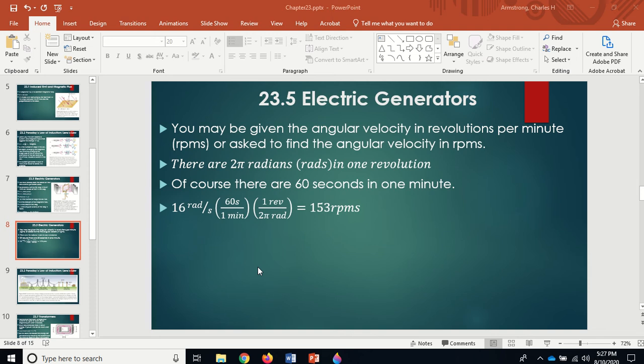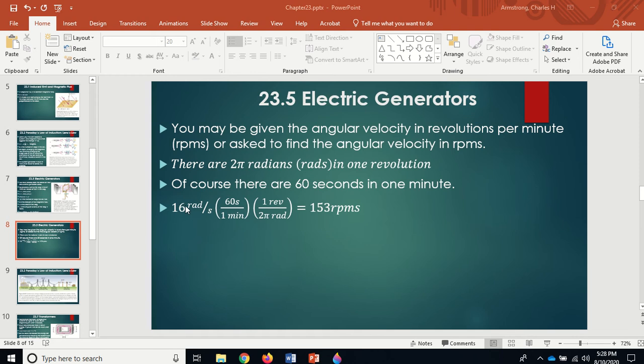You may be given an angular velocity in revolutions per minute, RPMs, or asked to find the angular velocity in RPMs. So in other words, you may start off with radians per second, and the problem says, what is it in RPMs? Or you may be given it in RPMs, but to use it in the equation, you have to convert it to radians per second immediately. So there are 2 pi radians in 1 revolution. If you go around one revolution, that's 2 pi radians, that's 1 full circle. Of course, there are 60 seconds in 1 minute.